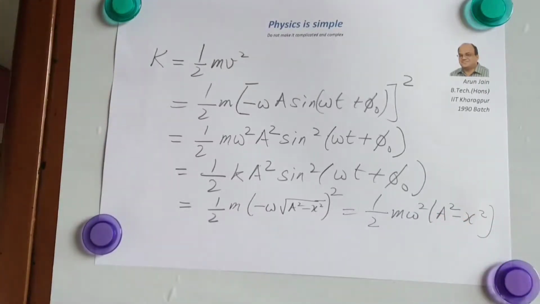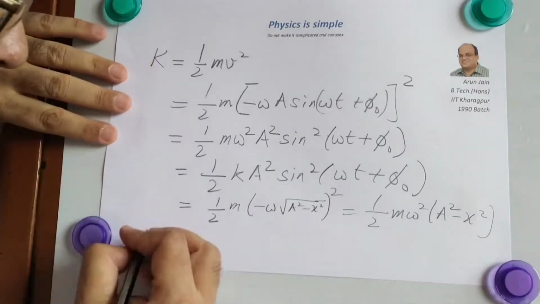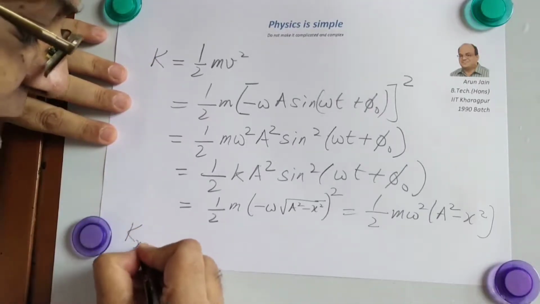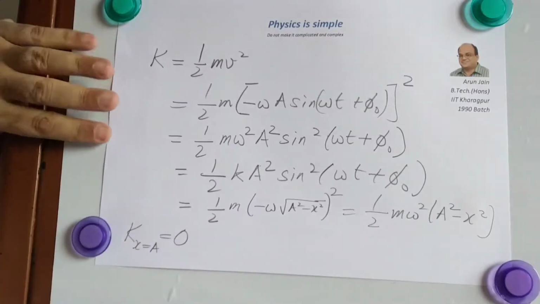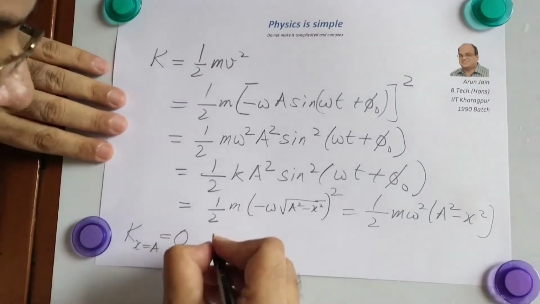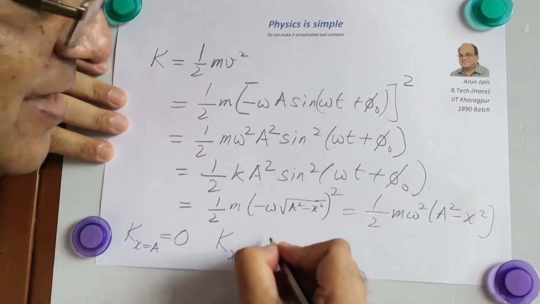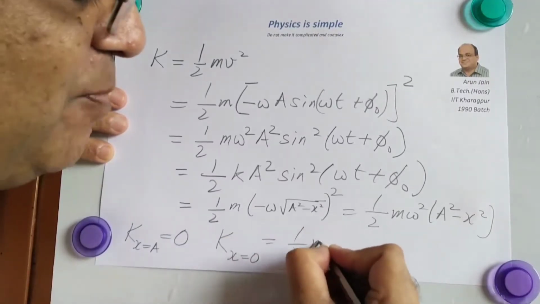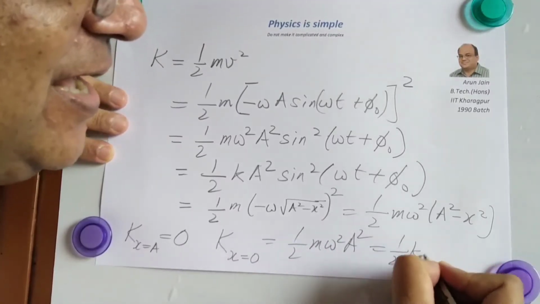Kinetic energy is minimum at the extreme position. The kinetic energy at x equal to a is 0, it has to come to rest there. And kinetic energy is maximum at the mean position, and that is equal to half m omega square a square, and that is half k a square.